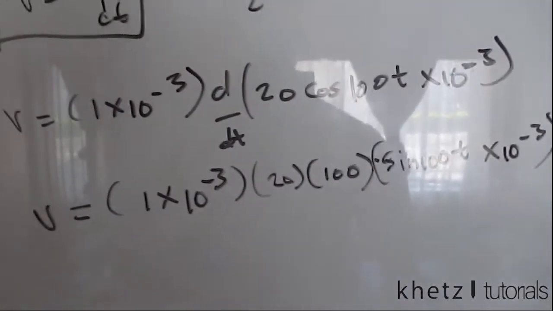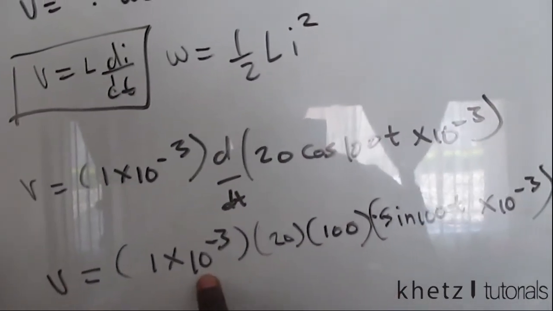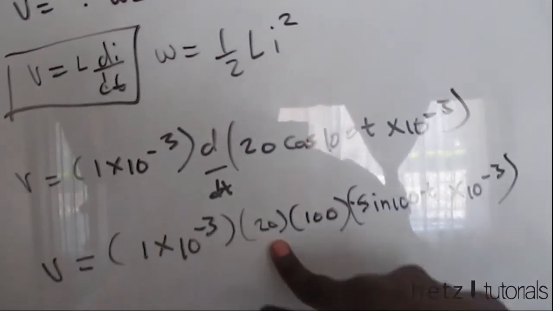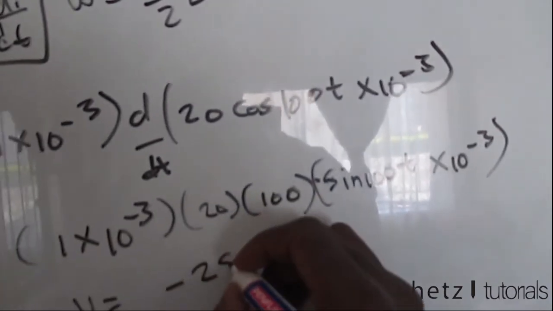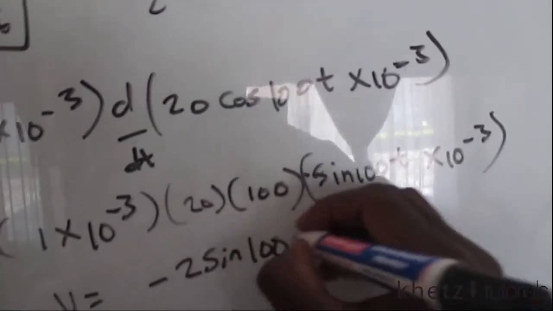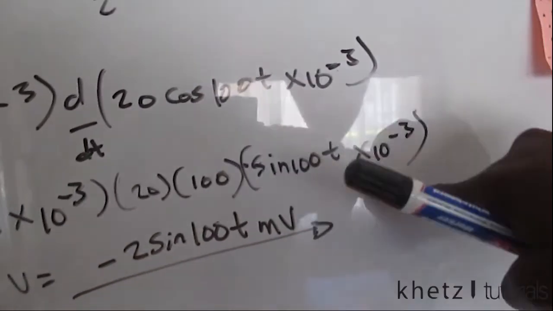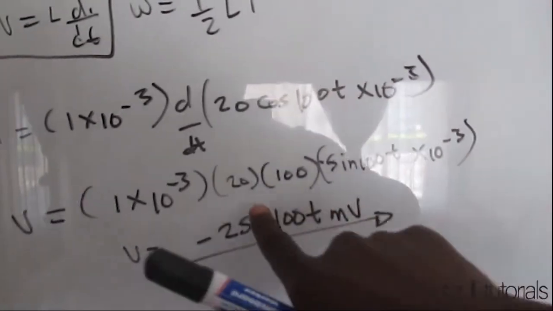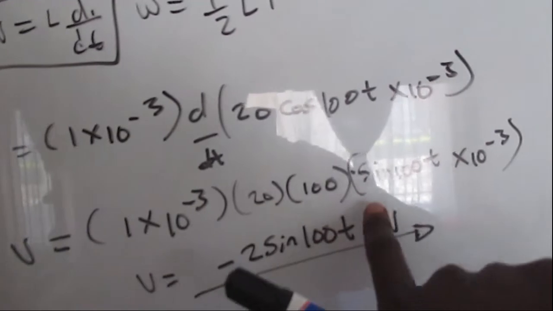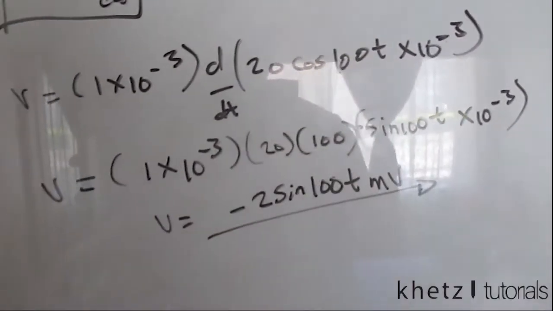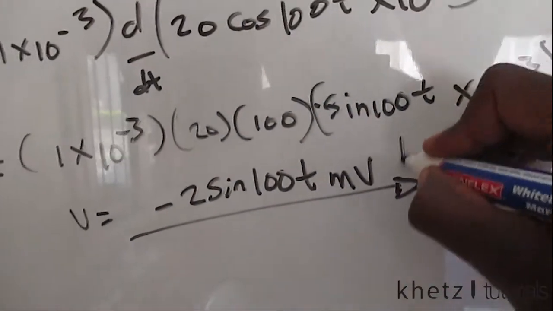So let's multiply through. This is going to be 2000. Multiplying it with that is going to cancel out all the zeros, so all you're left with is just 2. Therefore, V is equal to negative 2 sine 100t millivolts. The milli is from the 10 to the minus 3, and the 1000 here cancels out with this 10 to the minus 3, which is why we have 2. The negative is from the derivative. So we have the voltage, and we are done with that part.